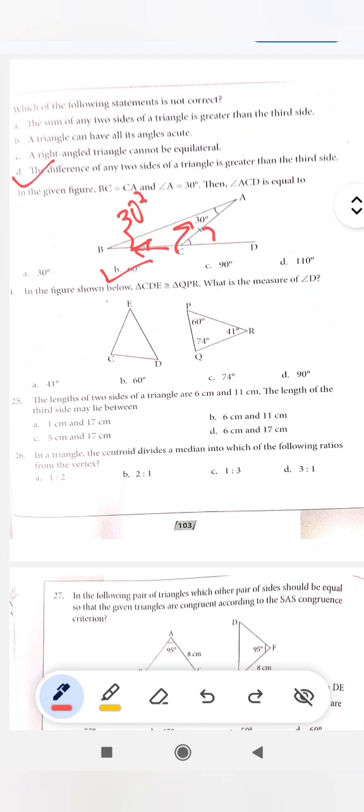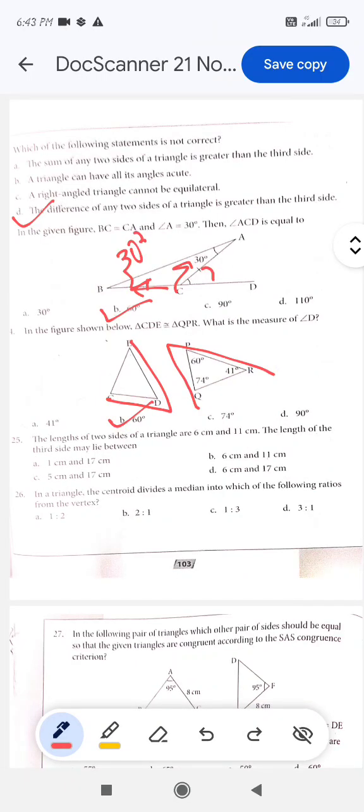In the figure shown below, triangle CDE is congruent to triangle QPR. What is the measurement of angle D? So, CDE is congruent to QPR. It means CD is congruent to QP, DE is congruent to PR, angle D is congruent to angle P, so that is equal to 60 degree.